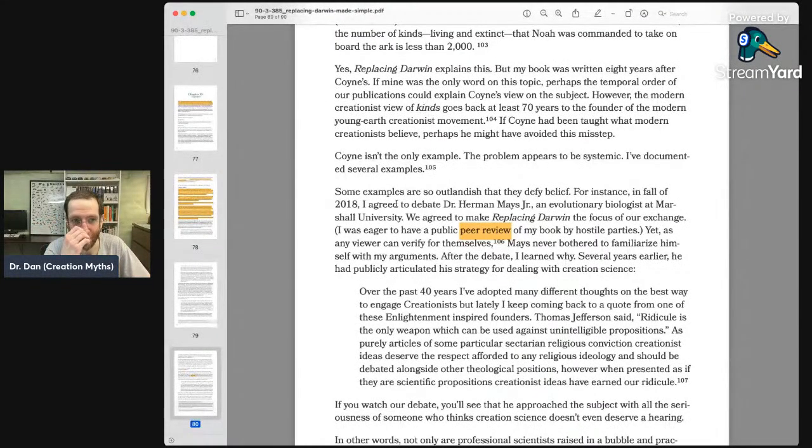So now he gets into the airing of the grievances. This is kind of a fun part at the end of his book where he talks about people talking about his work. So he talks about a debate he had with Dr. Herman Mayes. He has this line in here, which is really interesting. "I was eager to have public peer review of my book by hostile parties." That's not what peer review means.